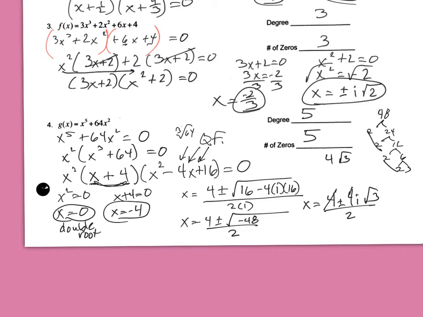Then, of course, 2 goes evenly into all 3 of these. So the other 2 answers are negative 2 plus or minus 2i radical 3, right? Because this goes in 1, 2, 2. So this counts as 2 answers, 3, 4, 5.